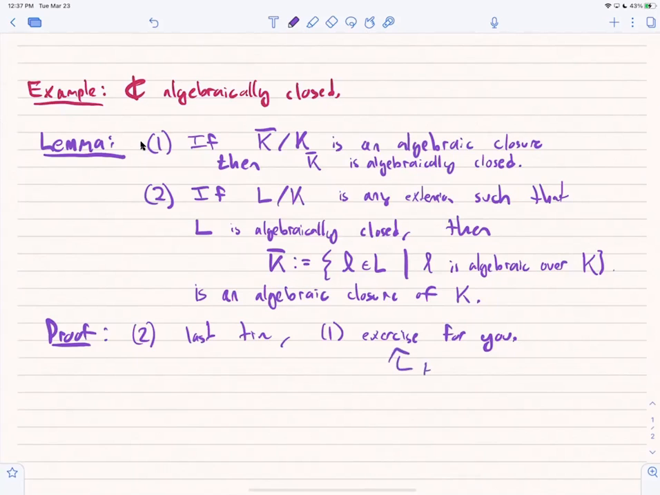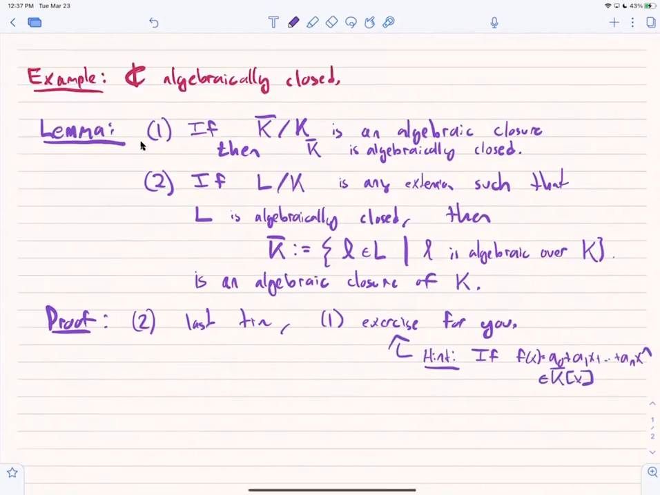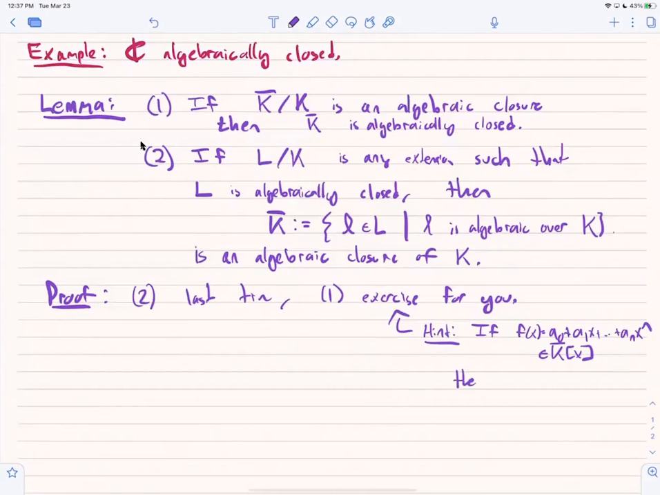So let me say the hint. Let me write down. If you have some polynomial with coefficients in K bar, then you can look at the subfield generated by those coefficients. This is finite over K. Okay, and then you can argue from there.